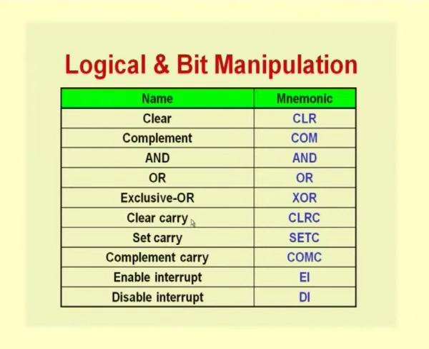These instructions, like clear carry or set carry, the name itself will tell you what it is supposed to do. Clear carry is used to clear the carry bit irrespective of the value it was earlier. Set carry is used to set the carry bit irrespective of what it was earlier. Similarly, we have complement carry. In this case, if the value was 1 originally, it would now become 0, and if it was 0, it would now become 1.